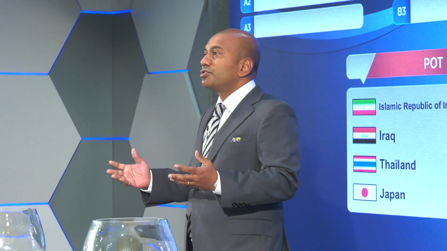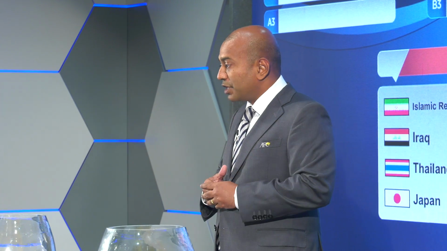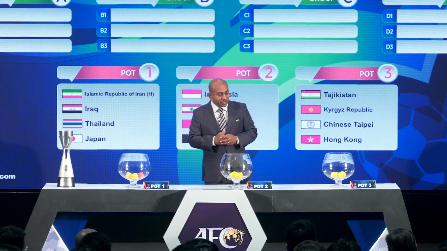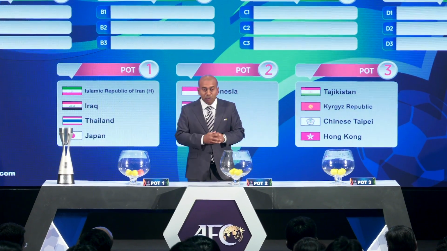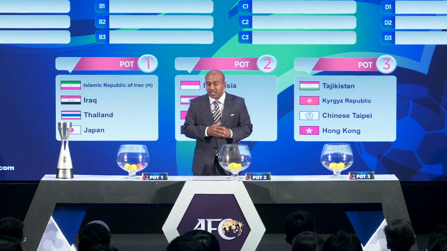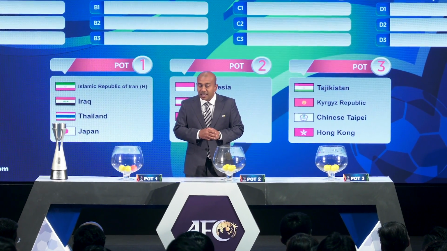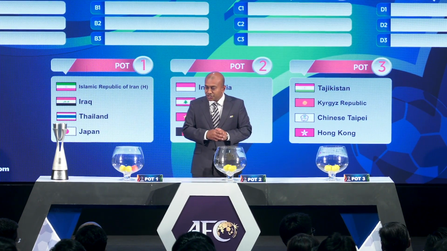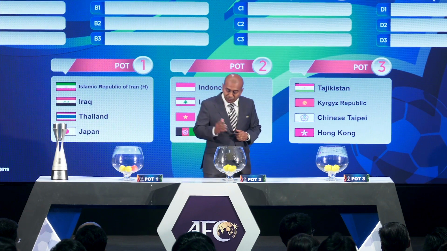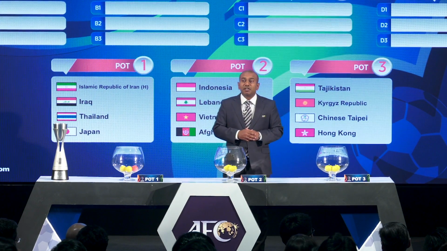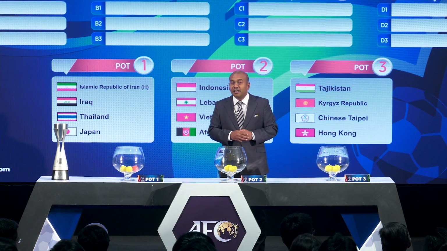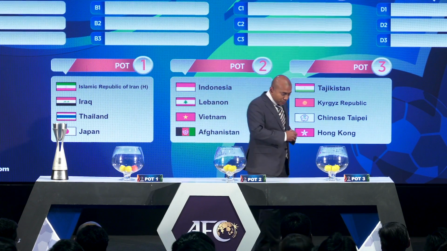As I explained in the draw mechanism video, we have, of course, 3 pots in front of us, pot 1, 2, and 3. And we will start the draw from pot 3. And this is, of course, as per the pot allocation and the final seeding. I would just like to give you a recap on the teams from pot 3 to pot 1. From pot 3, we have Tajikistan, Kyrgyz Republic, Chinese Taipei, and Hong Kong. And in pot 2, we have Indonesia, Lebanon, Vietnam, and Afghanistan. And of course, in pot 1, we have the host, Islamic Republic of Iran, Iraq, Thailand, as well as Japan. Now we'll start off the draw from pot 3.